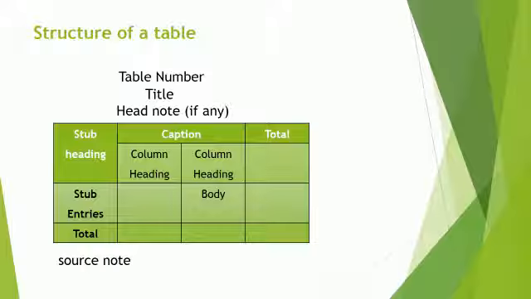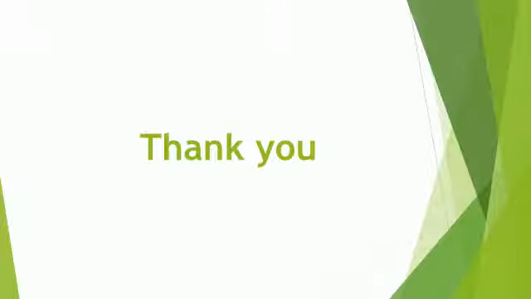Stub heading and sub entries. And caption means column heading, called caption 1, caption 2. And next one is the total, which we also have to mention. And the body of the table must be numerical values; qualitative values are not acceptable, only quantitative values are acceptable. The last one is that if anything needs a reference, the source note will be given.